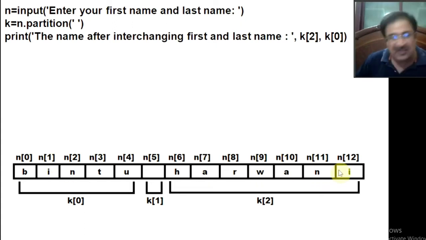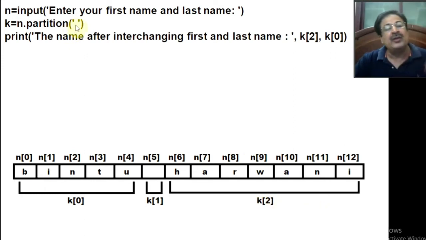Now what is this partition doing? While invoking partition, I have to specify a character or a substring on the basis of which I want to partition this variable. So I have specified a white space here. So what will happen? This n will be partitioned into three pieces: before the white space, the white space, and after the white space. And the result will be assigned to this variable k. k will become an array. To the k[0] index location, the part of the string before the space will be assigned. To the k[1] index location, this white space will be assigned. And the rest of the string after the white space will be assigned to the index location k[2].